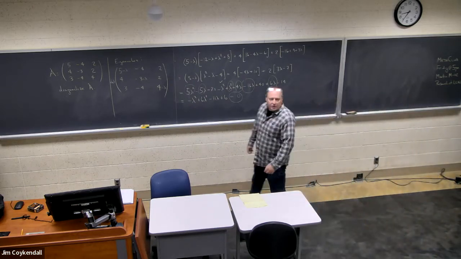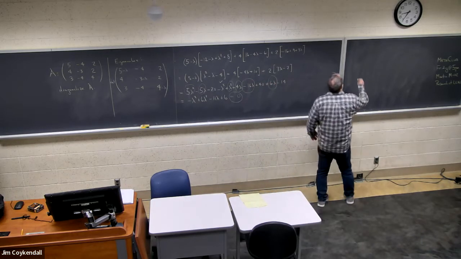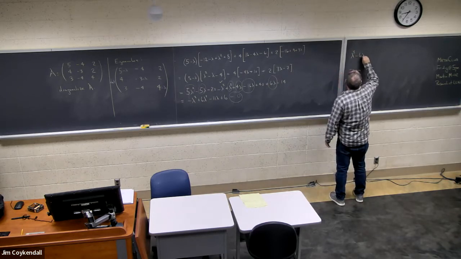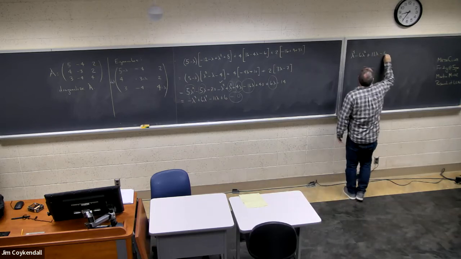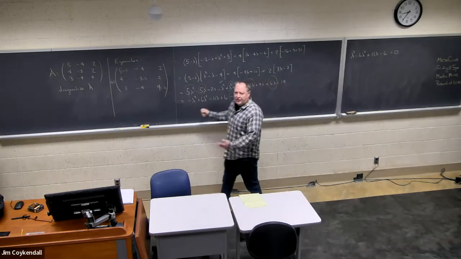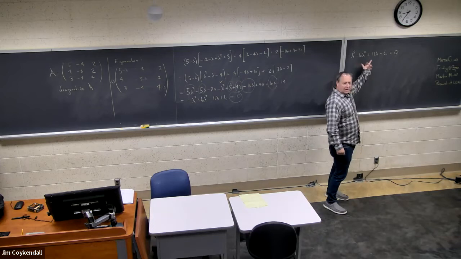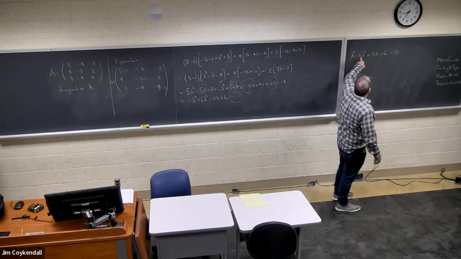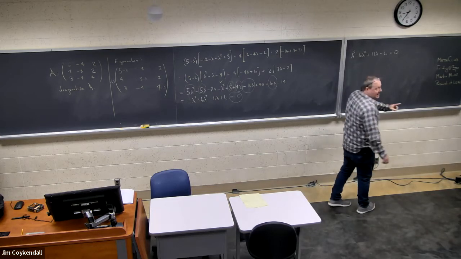Does anybody see one that works? So we're solving this equation here: lambda cubed minus 6 lambda squared plus 11 lambda minus 6 is equal to 0. Notice I changed the sign, but since it's equal to 0, it doesn't matter. Anybody see a root of this? Yeah, 1 is a root, right? Because 12 minus 12 is 0.